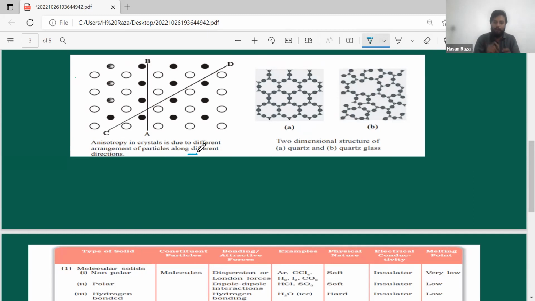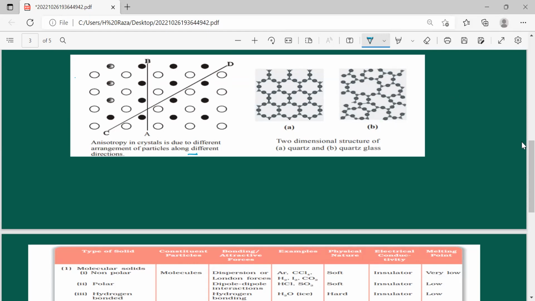That means if you measure properties in different directions, you will get different values. Like if you measure the refractive index in different directions, you will get different values in the same crystal. Whereas for an amorphous solid, which is isotropic in nature, different direction, same value. The value of the refractive index will be the same for different directions. Is that clear?